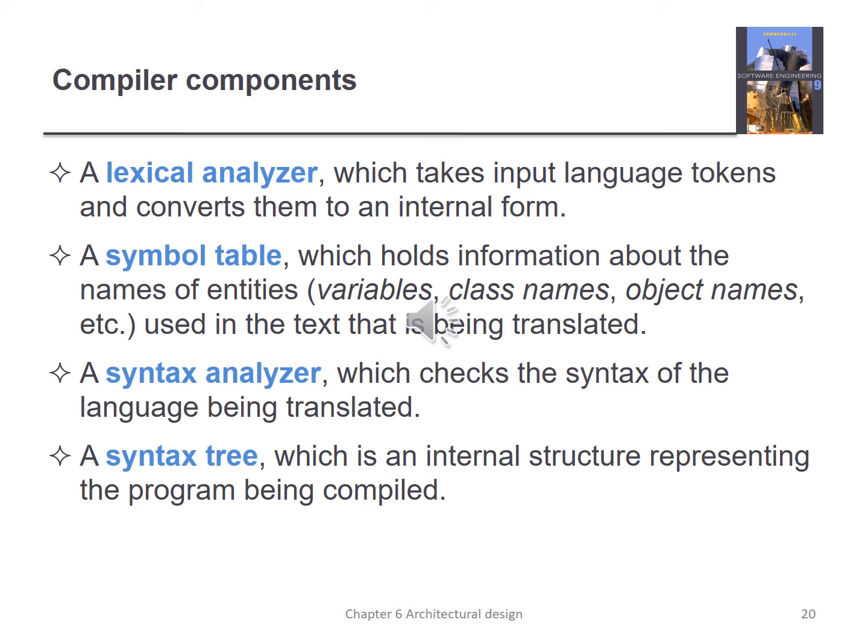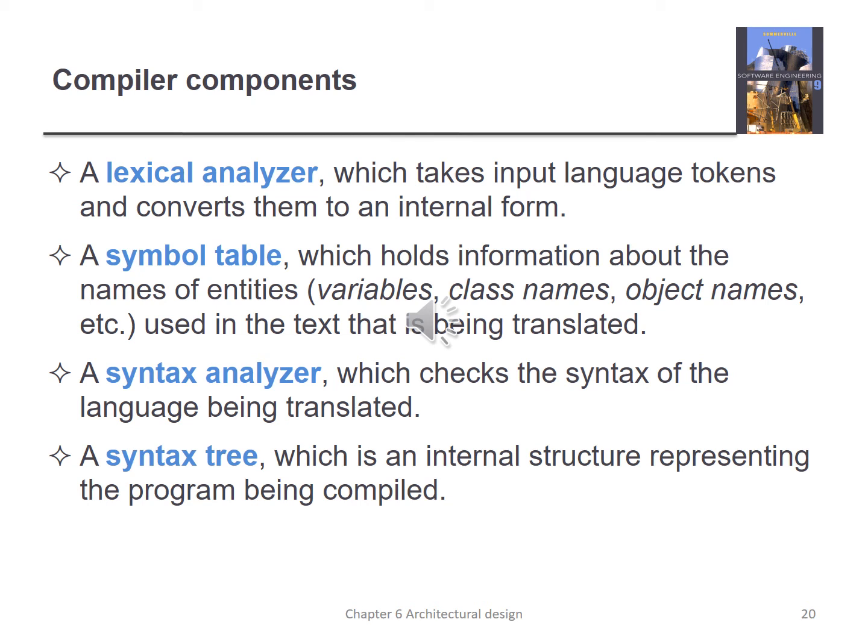If you remember, we talked about this compiler component in the repository pattern. These are the components: the lexical analyzer, symbol table, syntax analyzer, syntax tree, and more in the next slide. The lexical analyzer takes input language tokens and converts them to an internal form, taking the source code letter by letter, token by token. A symbol table holds information about the names of entities: variables, class names, objects, all these things. So it's a table that has the keywords we use there.